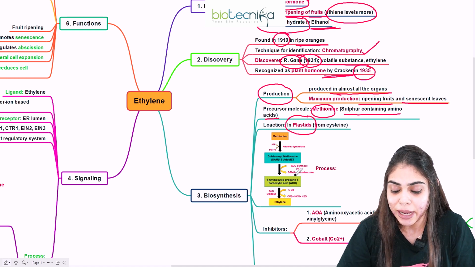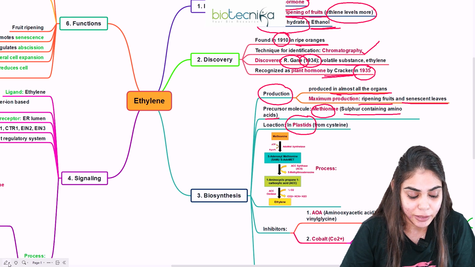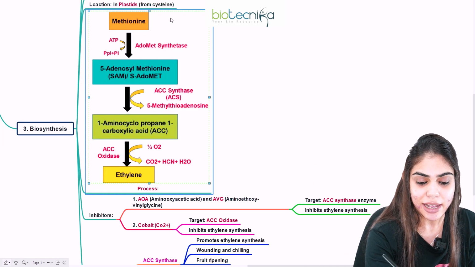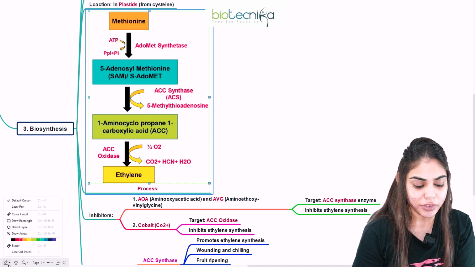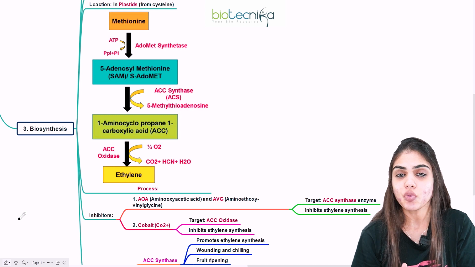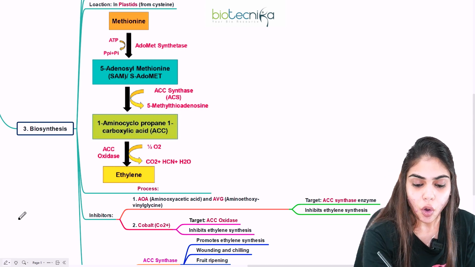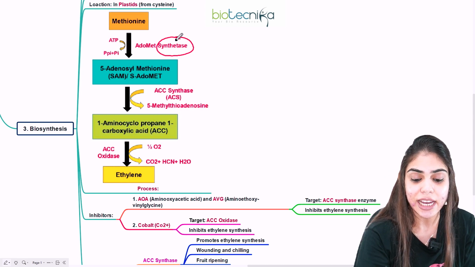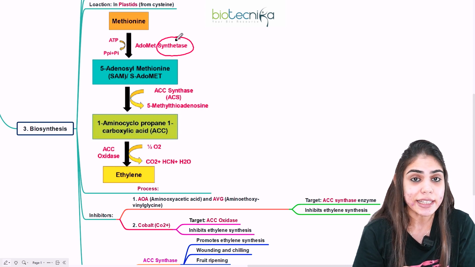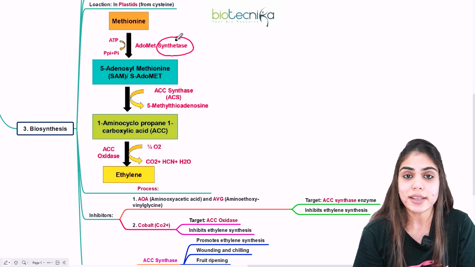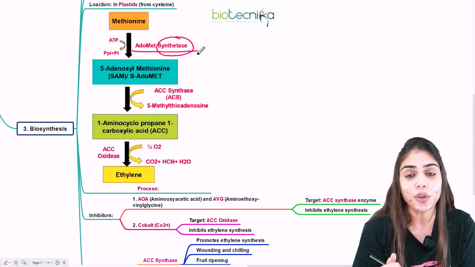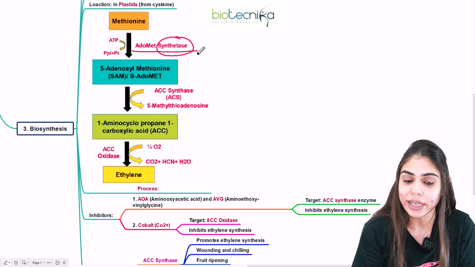So now let's see the biosynthesis mechanism of ethylene. The biosynthetic pathway starts with the amino acid methionine, which, in the presence of the enzyme adomet synthetase, requires one molecule of ATP. You all know that synthetases are enzymes that act in the synthesis of some molecule utilizing ATP. That's why they are called synthetases. Now you can see it's adomet synthetase, meaning adomet is going to be synthesized in the next reaction.